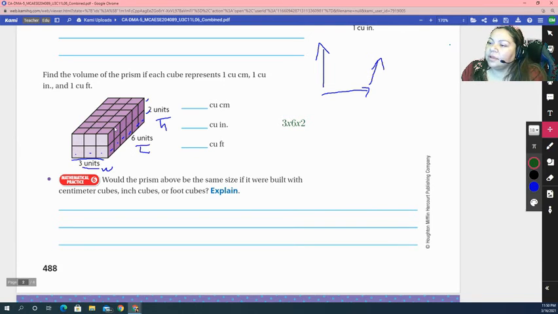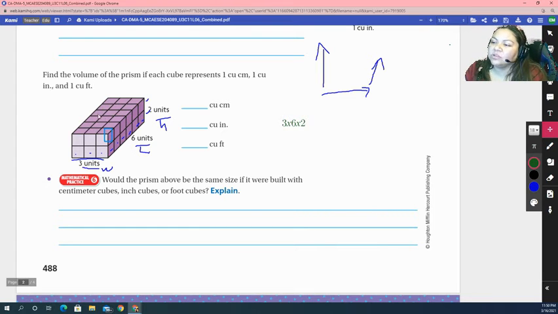So let's see. That's one way that you can do it. You can also count by twos, right? For each top square, because this is 2 units high. So I could go 2, 4, 6, 8, 10, 12, 14, 16, 18, 20, 22, 24, 26, 28, 30, 32, 34, 36, right? That's another way.